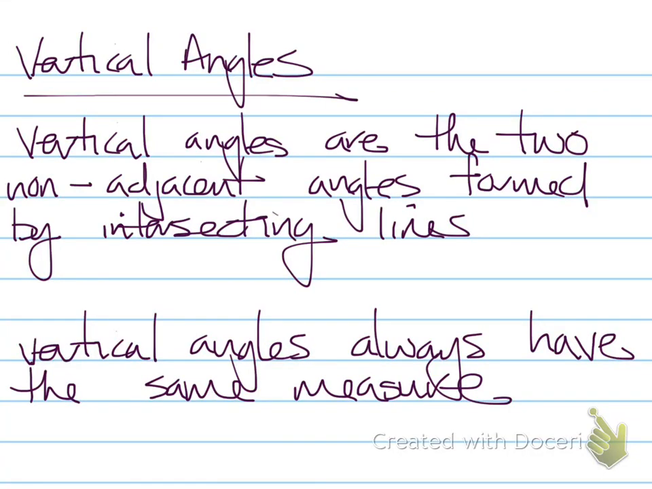In this lesson, we will be discussing vertical angles. Vertical angles are the two non-adjacent angles that are formed by intersecting lines. Vertical angles always have the same measure.